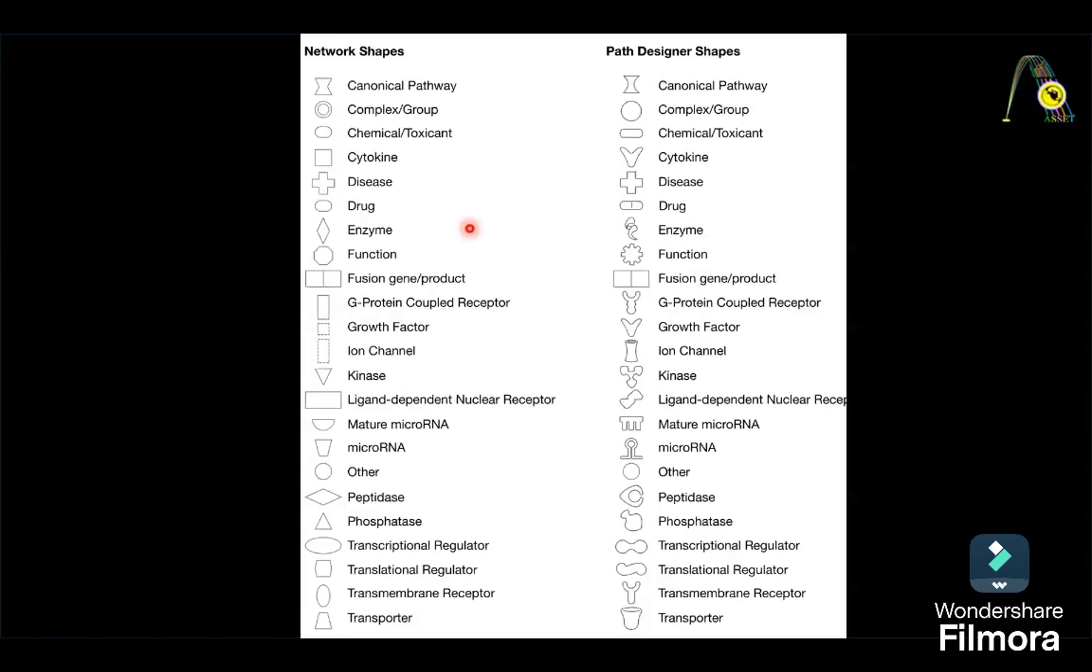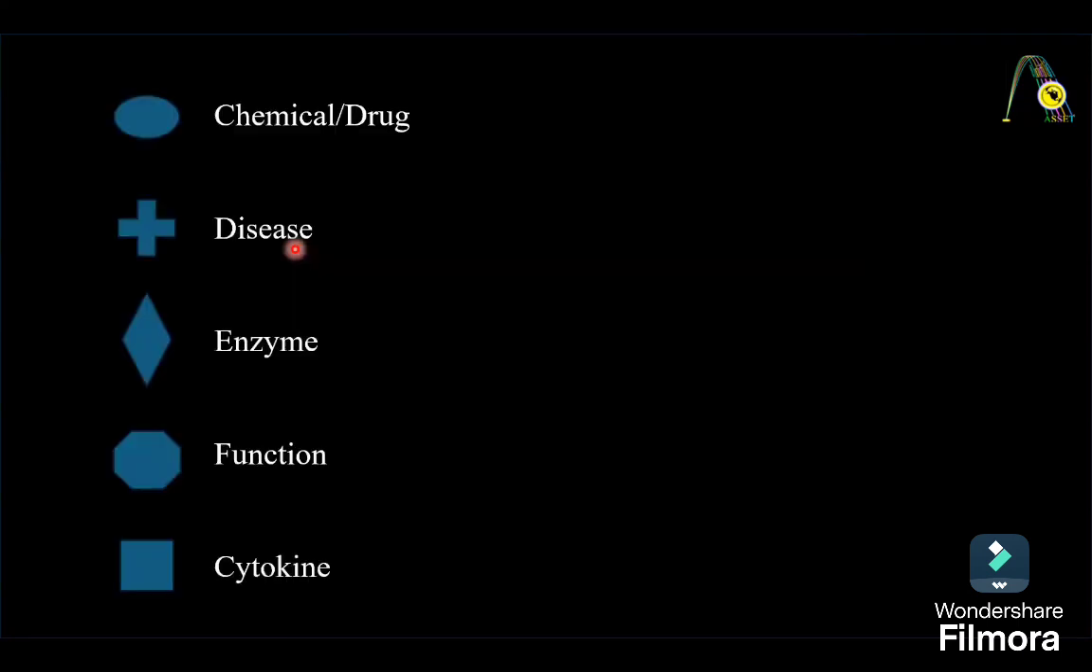And we also discussed the different nodes. So depending on the shape of the node, it denotes a different sort of thing. So like, for example, a cross like this denotes a disease. A drug denotes, what's it called, an oval shape like this, right? So depending on the shape, it denotes a different sort of node, okay?